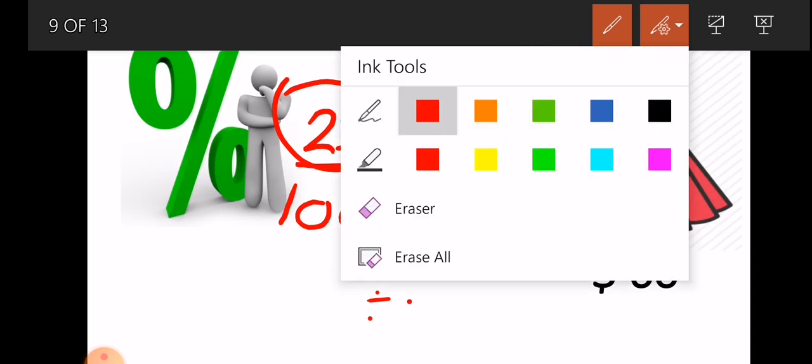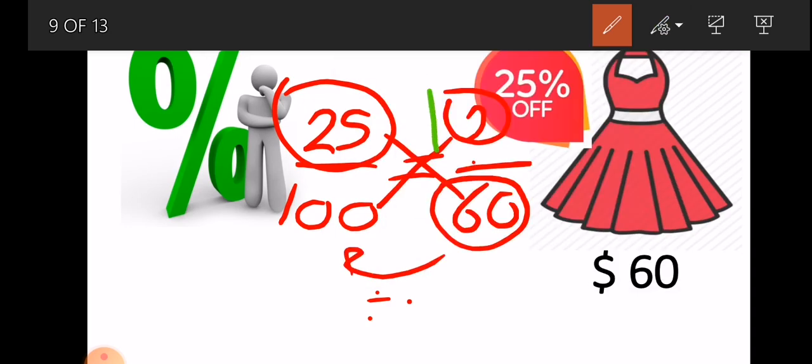So here my answer will be 25% of the price of the 60, it means $15. So they will cut from the price $15. So you will not pay $60. No. Remove from it the $15, the 25% off.